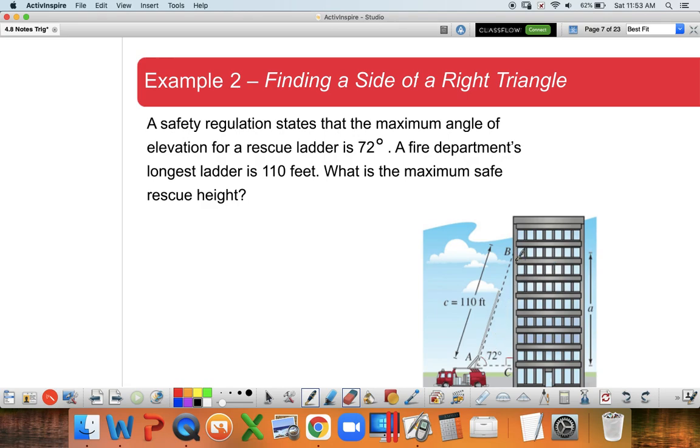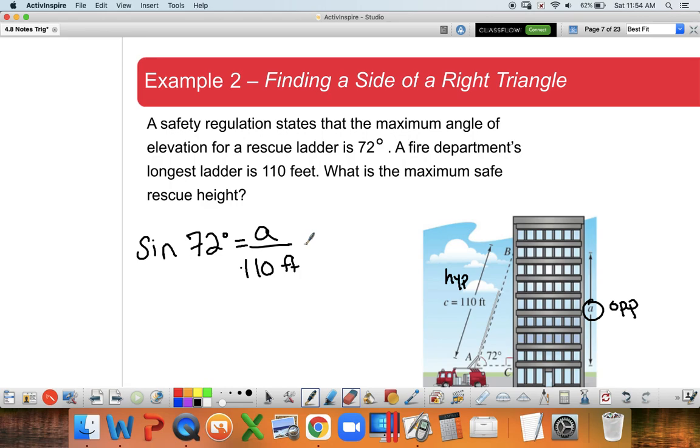So here's the diagram that shows your right angle here. You have this 72 degrees and you have your hypotenuse side, which is C. You're trying to figure out the height over here, which represents your opposite side. So what trig identity uses opposite and hypotenuse? Well, that's sine. So I get the sine of 72 degrees is equal to A, which they've flagged as our opposite side there, divided by 110 feet.